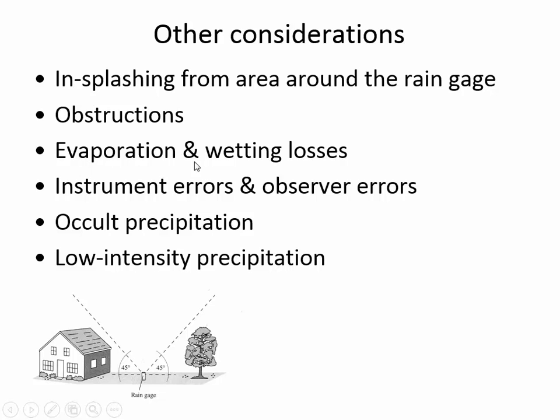Like I said, evaporation losses can be significant if you don't have a tipping bucket like this. This is called a tipping bucket rain gauge, and it doesn't really look like a bucket in there. It's more of just a tiny little cup on a fulcrum.